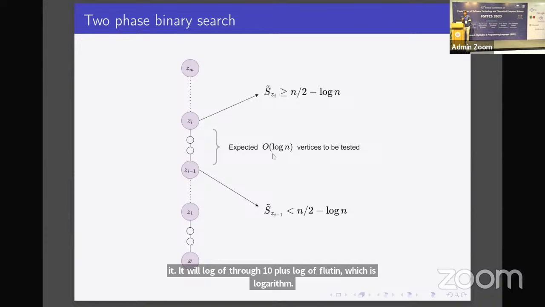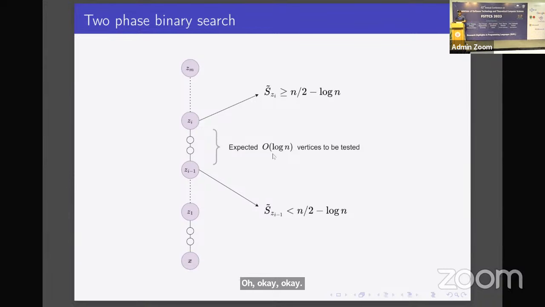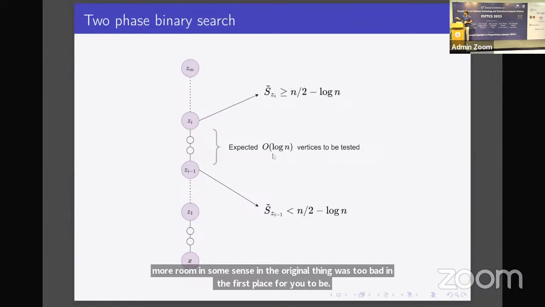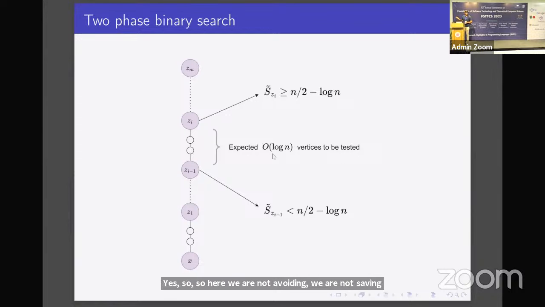Oh, okay, I see. So here you have much more room in some sense. So here we are not saving anything with respect to binary search. We are just saving the n log n sorting overhead. So instead of sorting all the nodes, we are just sorting the sample. That's the only thing that we are avoiding. Okay, got it. So the cost saved is not in the binary search. Right.